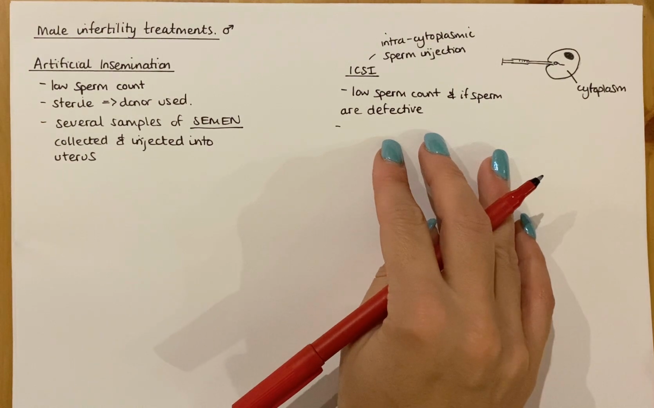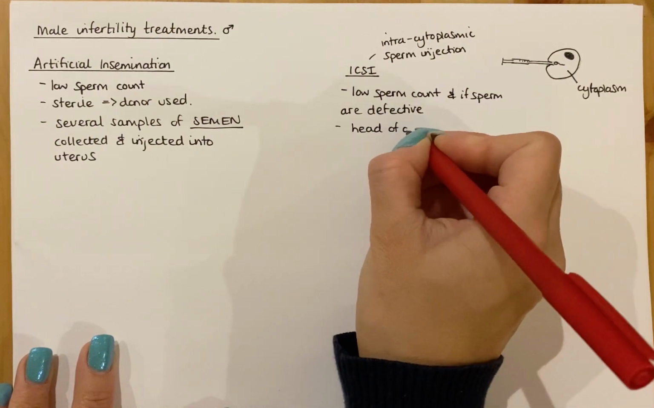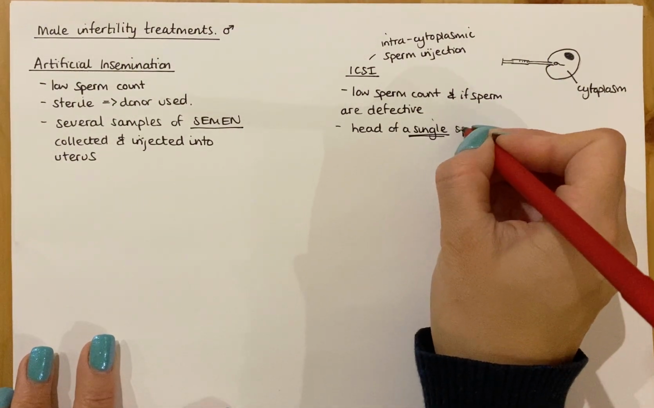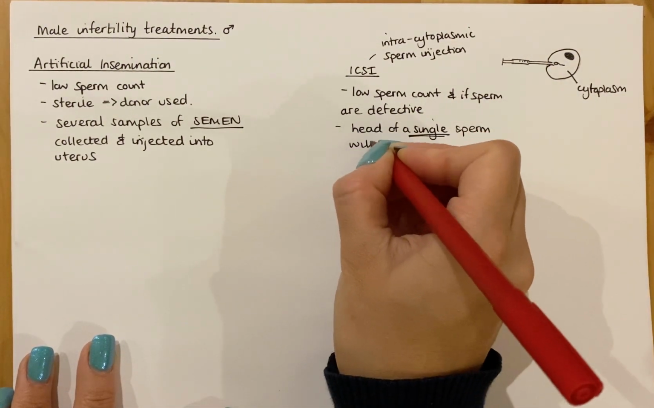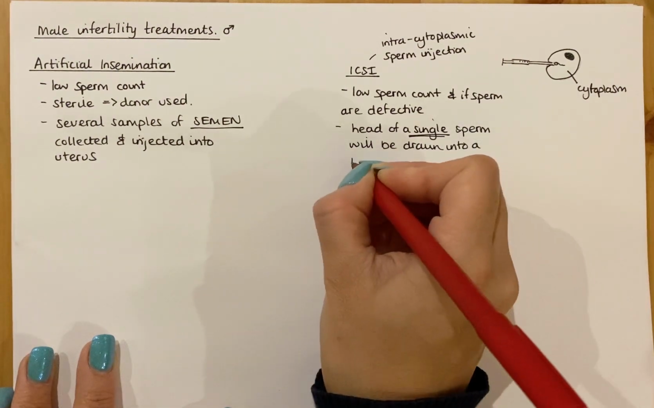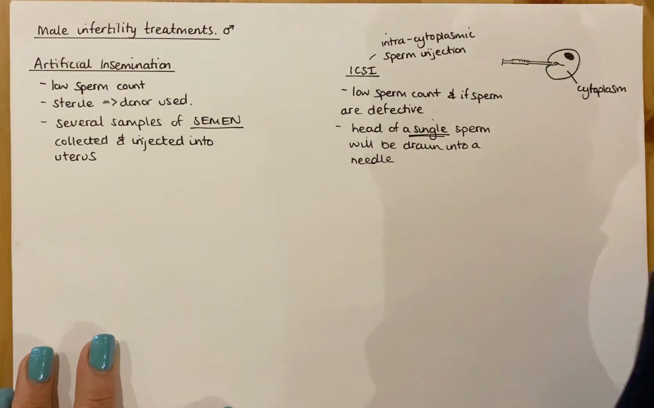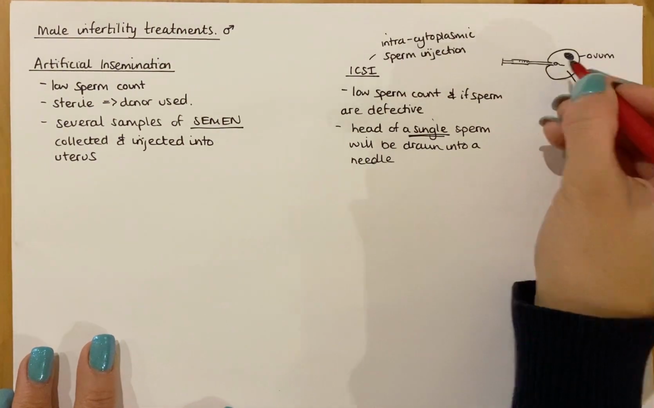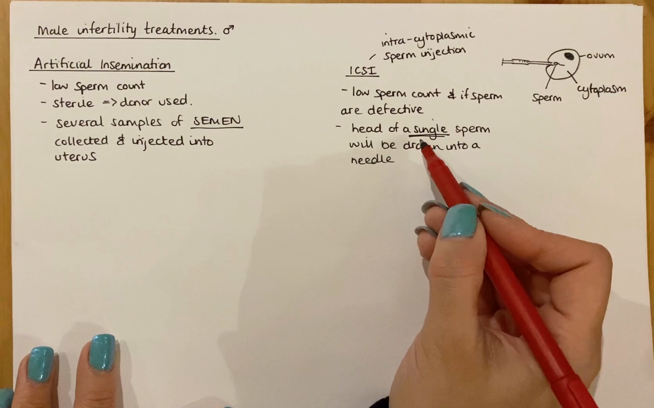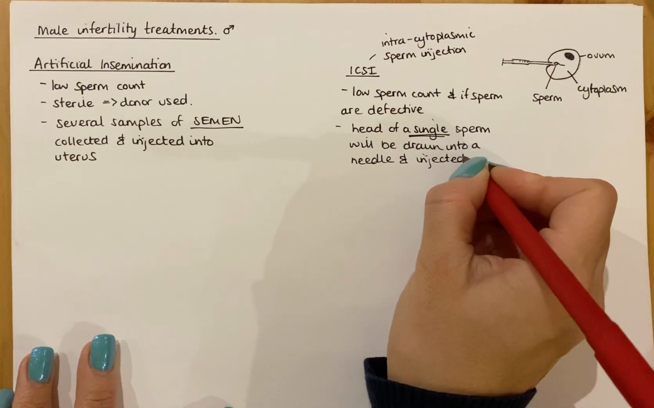So in this process then, what will happen is the head of a single sperm, and it's very important to notice that it's a single one, it's not more than one, will be drawn into a needle, and then if you look at the diagram on the side, it's been injected directly into that ovum. So this here is an ovum. That little guy there is a sperm. Okay, so that's one single sperm being drawn up into a needle and then injected directly into the egg.